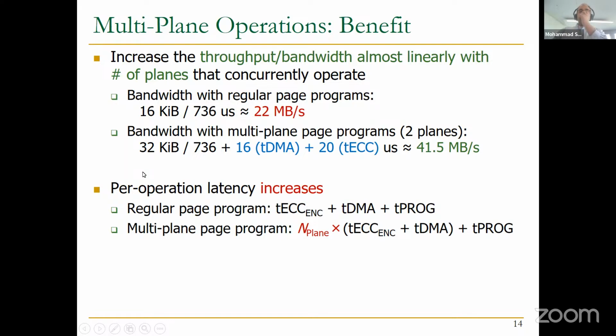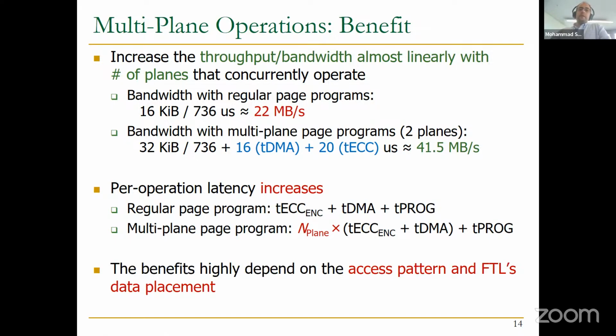The per-operation latency increases because now you need to spend more time on more data for ECC encoding and DMA. But the T-prog stays the same. So even though it increases the per-operation latency, overall it contributes to better effective latency and better throughput. The benefits highly depend on the access pattern and the FTL's data placement, whether or not it's possible to do multi-plane operations. And we're going to see later that this adds a lot of complexity to page mapping in SSDs.